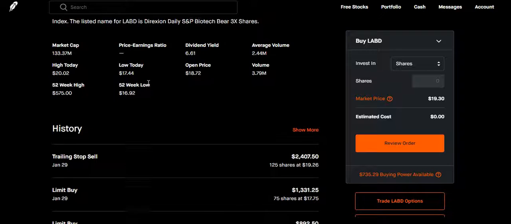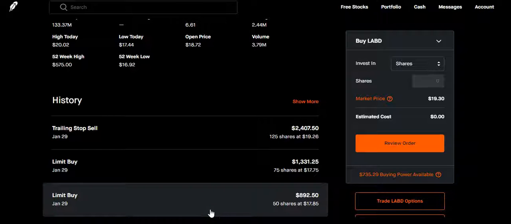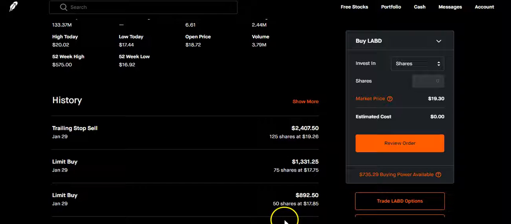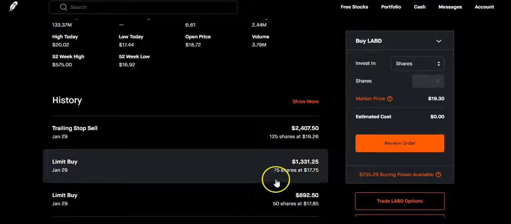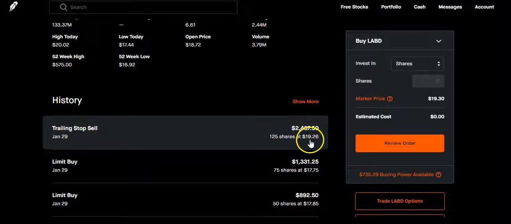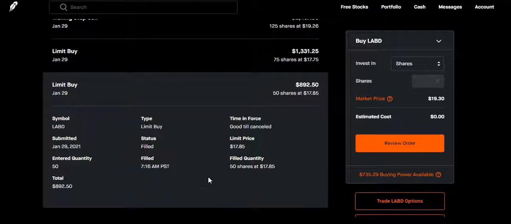So earlier in the morning, I purchased some of this one, ticker symbol LABD, for 50 shares at 17.85, and then another round of 75 shares at 17.75, and ultimately closed out the position with 125 shares at 19.26. So let's look at it, and then we're going to do an analysis on the timeline.